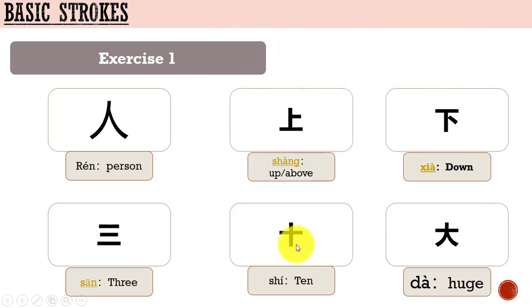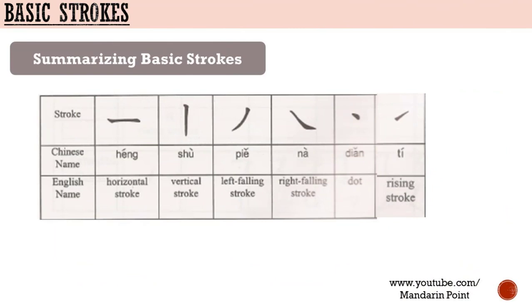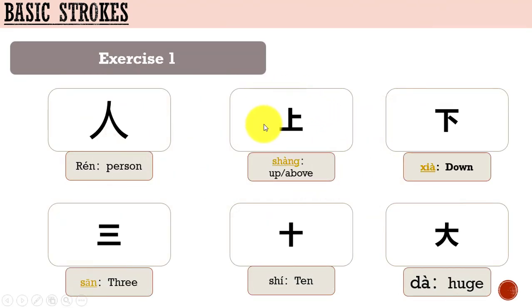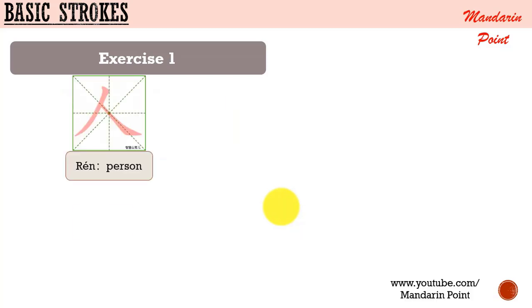This character is shi, meaning 10. This character is composed of 2 strokes, this and this. So all of these characters are composed of those 6 strokes that we have studied in this lesson. It's very easy for you to find and disintegrate these characters into their basic strokes. So please pause this video and disintegrate these characters into their basic strokes. Okay, now let's match the results.